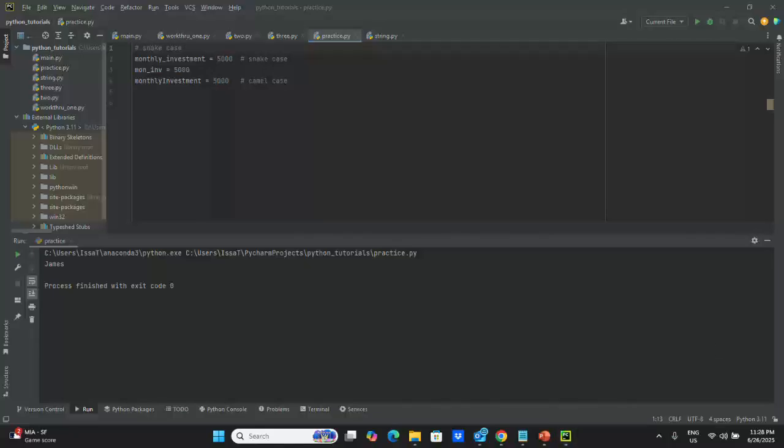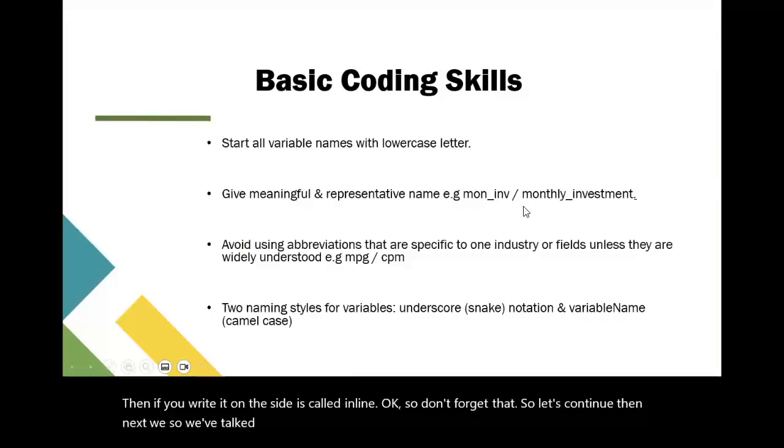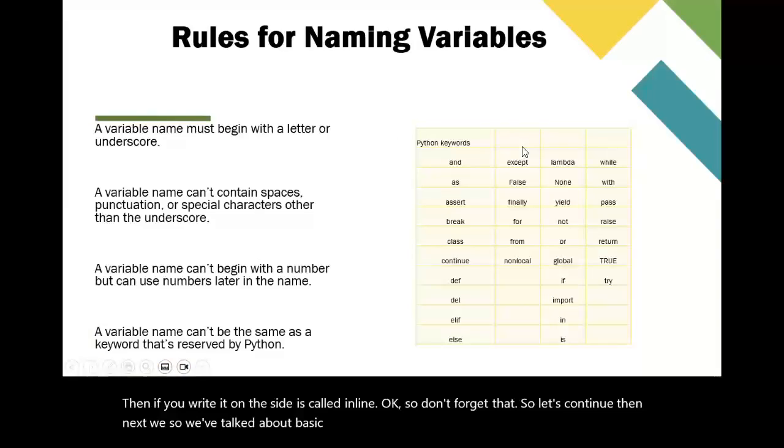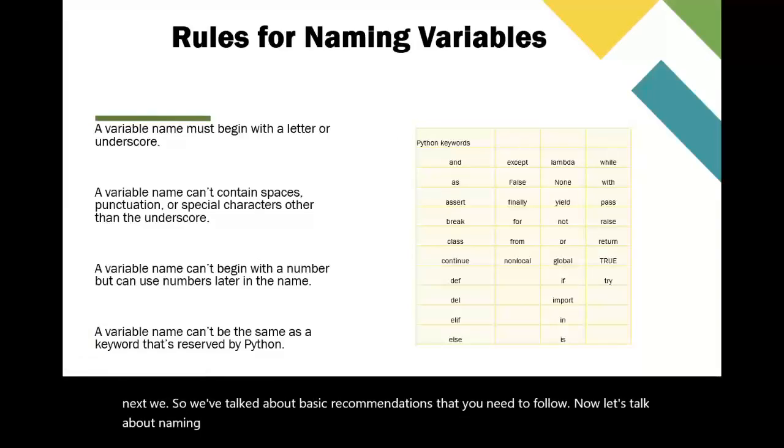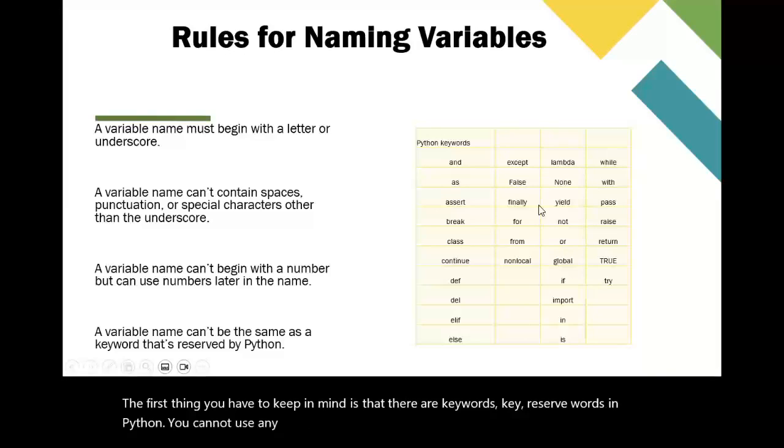So let's continue. We've talked about basic recommendations that you need to follow. Now let's talk about naming rules, the rules behind naming variables. The first thing you have to keep in mind is that there are keywords, reserved words in Python. You cannot use any of these words whenever you are naming a variable. It's going to create a syntax error. That's the first thing you need to know.